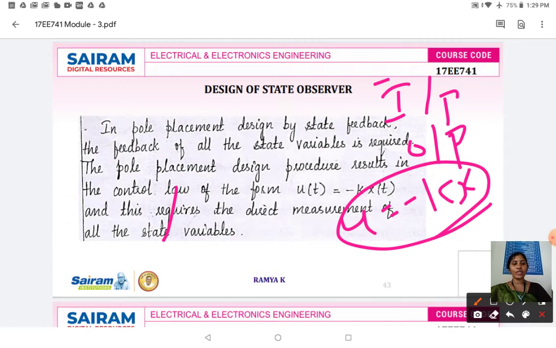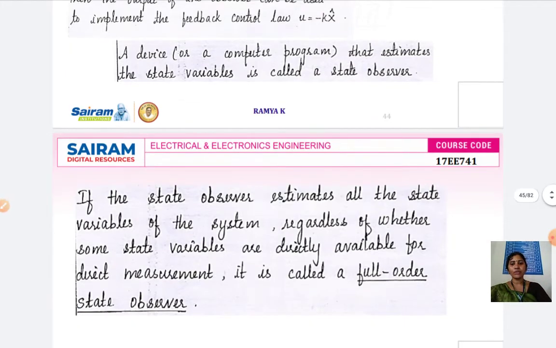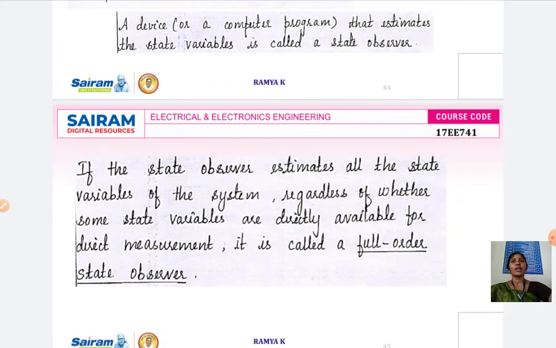In this we are going to read about the full order state observer and the reduced order state observer. Full order state observer means the state observer estimates all the state variables of the system, irrespective of whether they are directly available. Some state variables will be directly measured using some meters, whereas some state variables cannot be measured directly and need to be calculated. So in the full order state observer, it is possible for us to estimate all the state variables of the system, irrespective of whether they are directly available for measurement or not. Such a system is called a full order state observer.